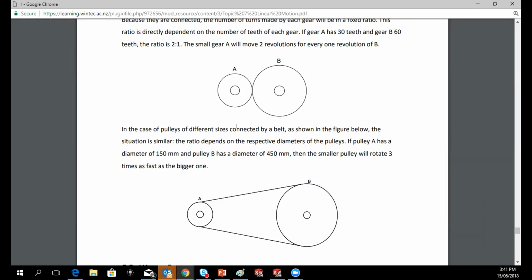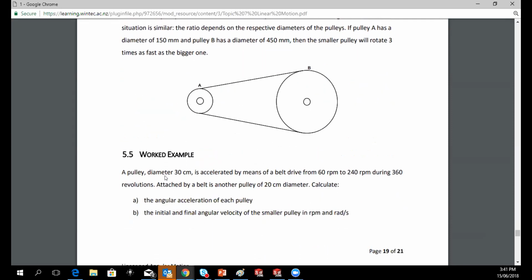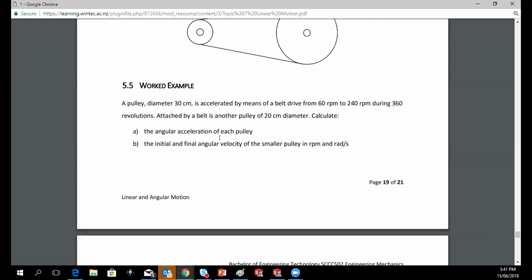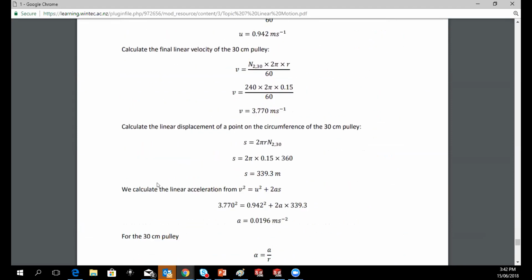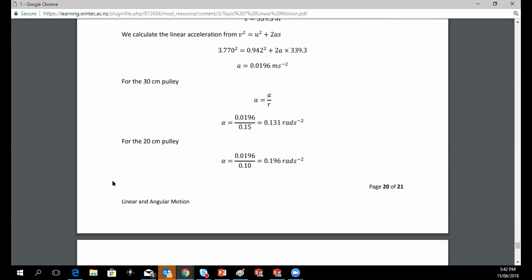In the case of pulleys of different sizes connected by a belt, as shown in the figure below, the situation is similar. The ratio depends on the respective diameters of the pulleys. If pulley A has a diameter of 150 millimeters and pulley B has a diameter of 450, then the smaller pulley will rotate 3 times as fast as the bigger one. This example describes exactly what we were trying to talk about. I'm quite sure you have gone through it, so I'll not go through the example because it's just basic calculations.